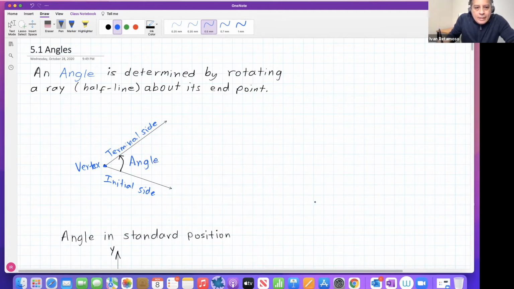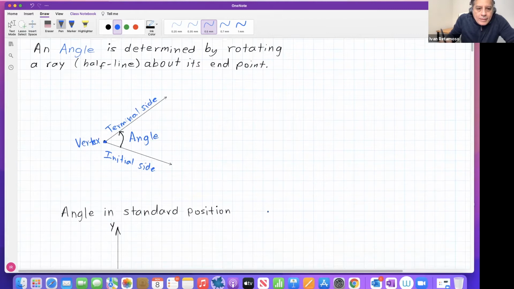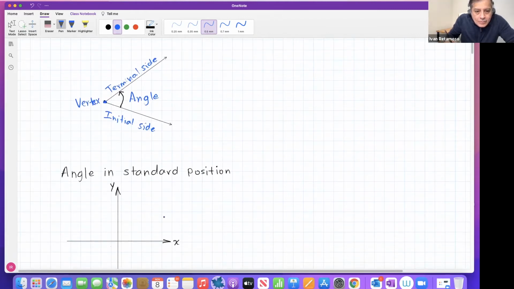All right, now, in order to work with this angle efficiently, mathematicians got this idea of placing these angles using an XY coordinate system, starting always here at the x-axis. So they call it an angle in standard position. You start always at the x-axis, which means that your initial side should coincide with the x-axis always, right? So this is the initial side always for an angle in standard position.